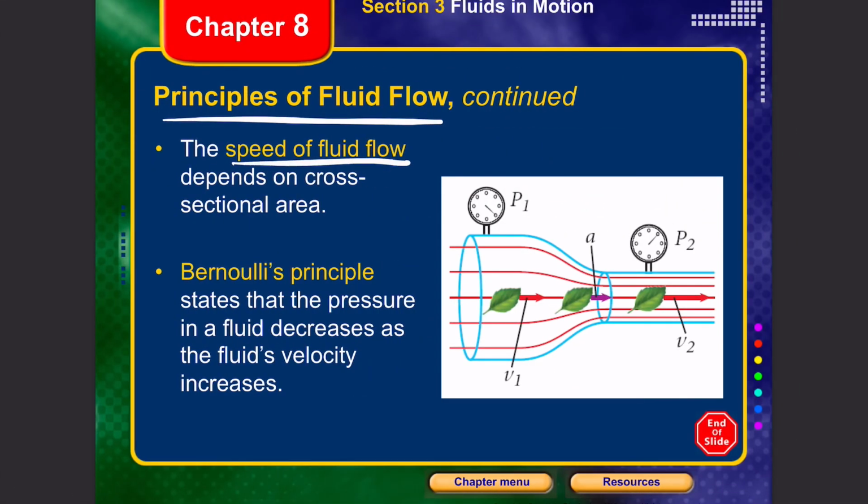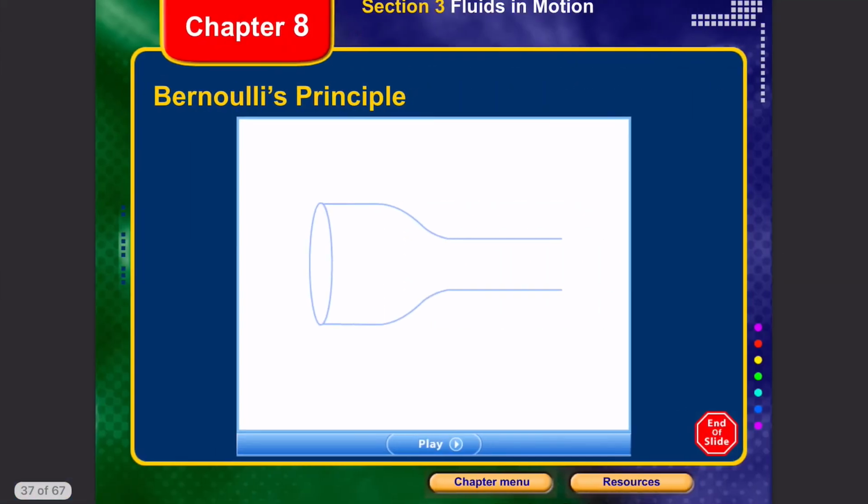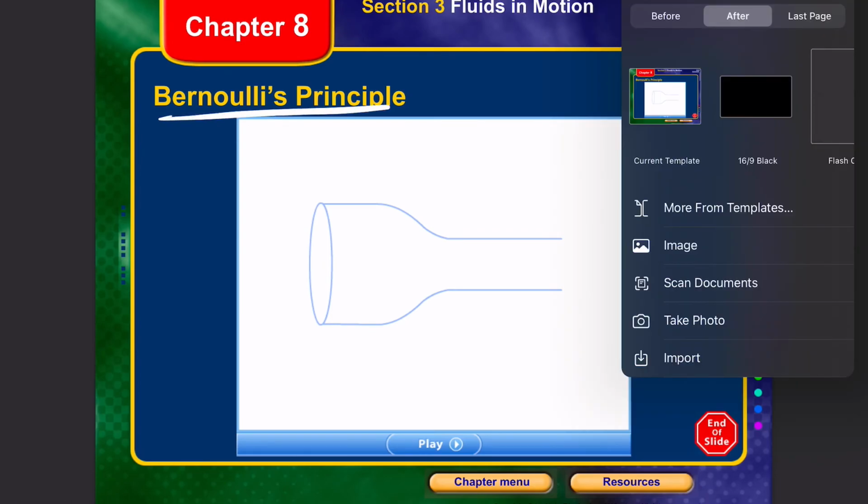The speed of the fluid depends on the cross-sectional area, and we use another principle to represent the pressure. That principle is Bernoulli's principle, which states that the pressure in a fluid decreases as the fluid velocity increases. So now let's take this into consideration and talk about Bernoulli's principle. What does Bernoulli's principle state?